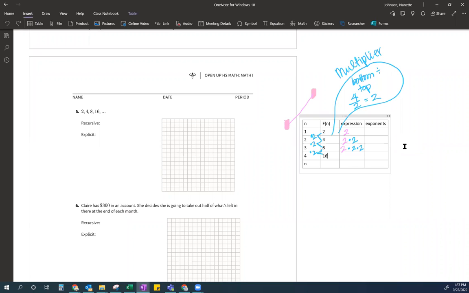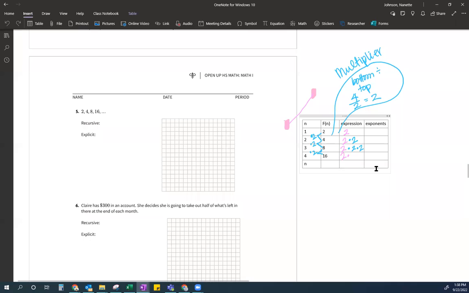Oh, Ms. Johnson, I see the 2. It's all the same. And some of you are like, Ms. Johnson, there's a lot of 2s. Now, that's why I use different colors. So this 2 right here is going to be the same as our earlier one. So now what I'd like you to do is try the expression.